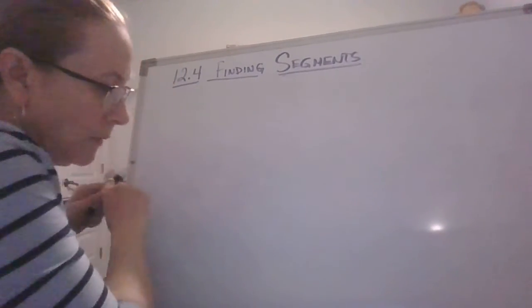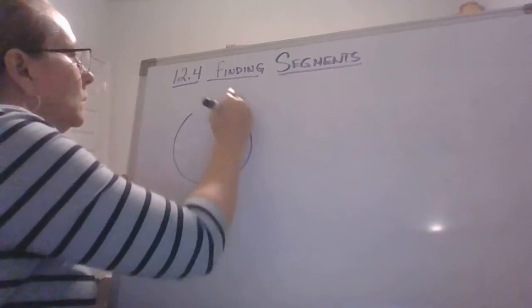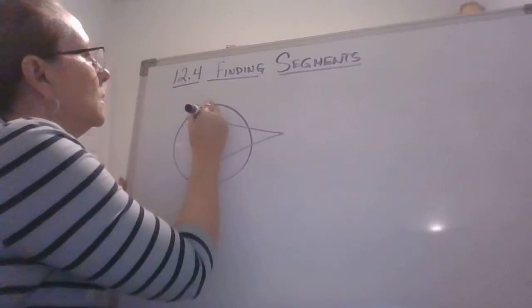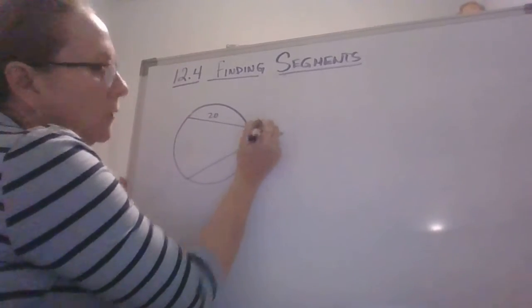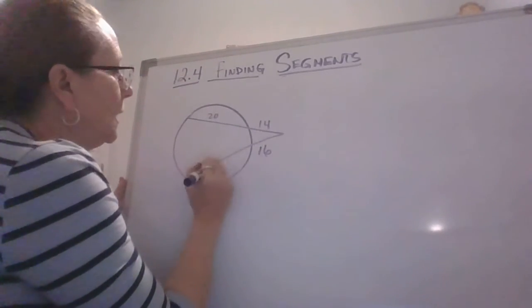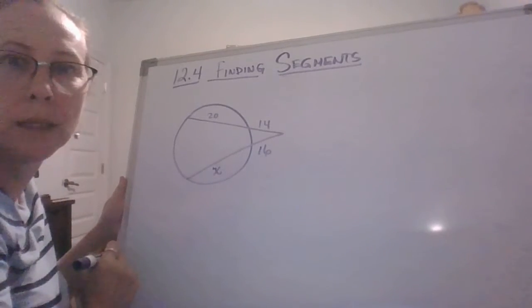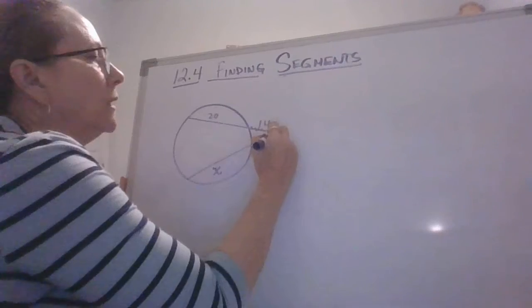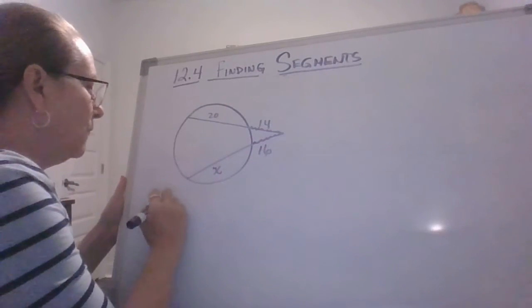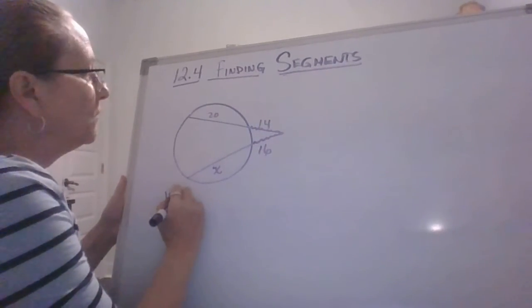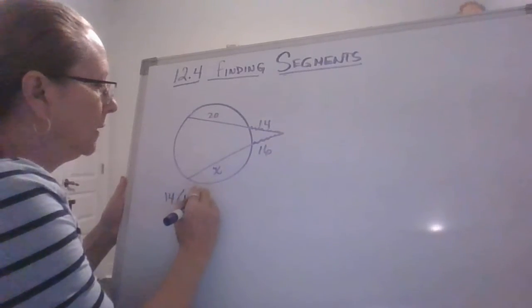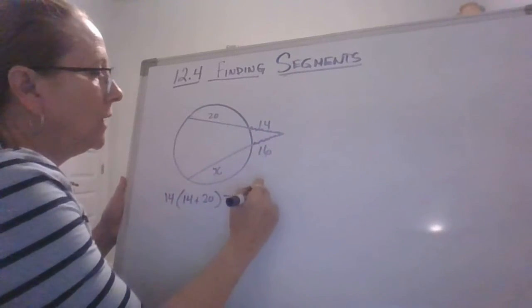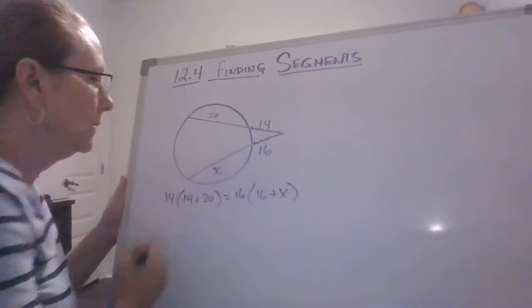All right, here's another example problem. This one has two secants, 20, 14, 16, and here is X. So in this case, this is where we need our external secant segment. We have 14 times 14 plus 20. We have 16 times 16 plus X.